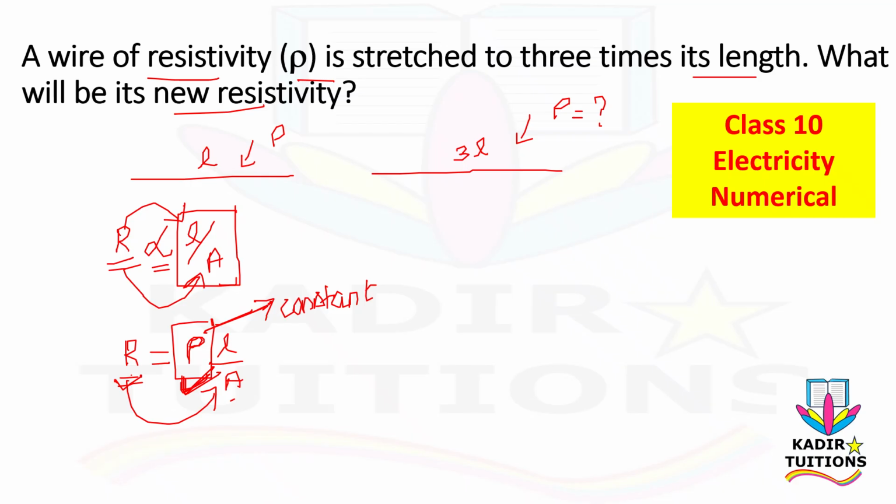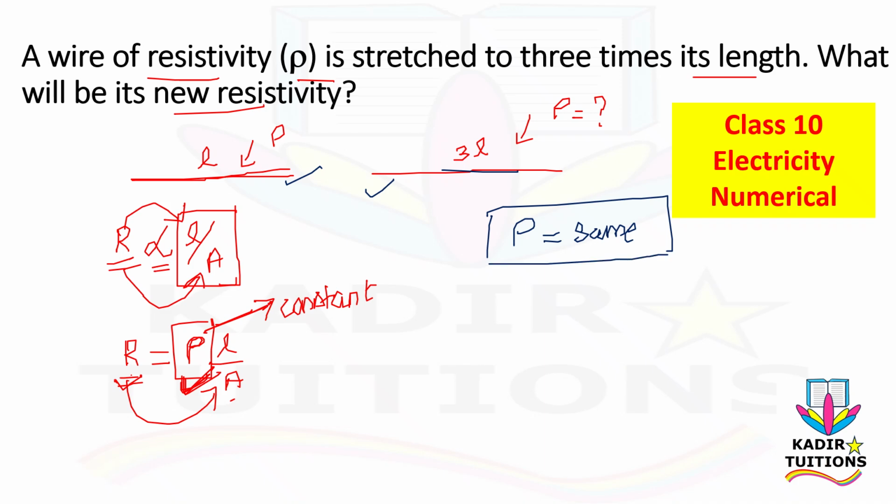So we are taking one wire of length L, and the same wire we just stretched to 3L. So the material is going to be the same. Whatever the wire is made up of, the material is the same. So even the resistivity is going to be the same, the same constant, because this resistivity is not going to change for the same material. It will change only if the material changes. Okay, hope you understood, right? So we'll move to the next question.